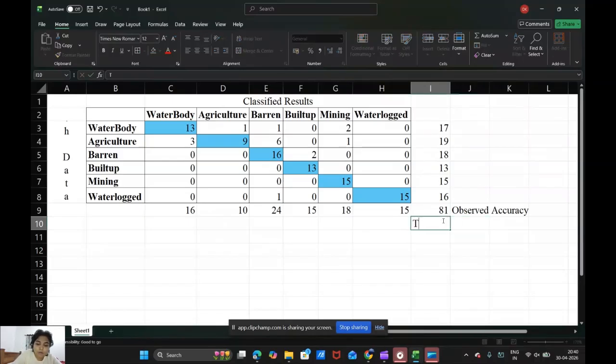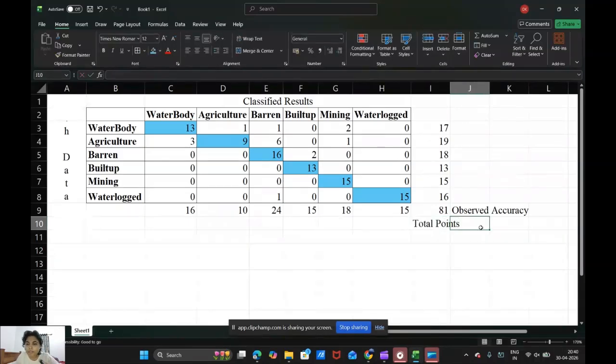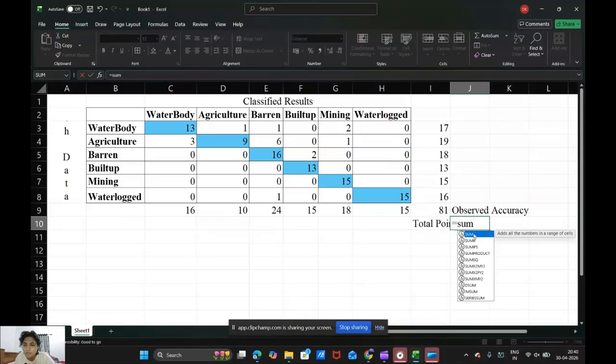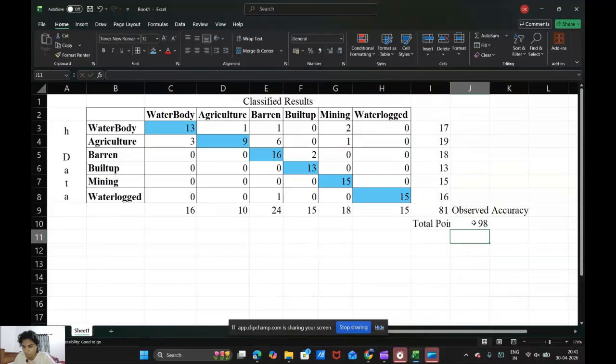And what are the total points? What is the total number of points? It is the sum of all these. Either you can take all this or all this; both will come to the same sum. So the sum of all these, not this 81, because this 81 is the observed accuracy. So these are the total points. Total points were 98, out of which 81 were correctly classified.